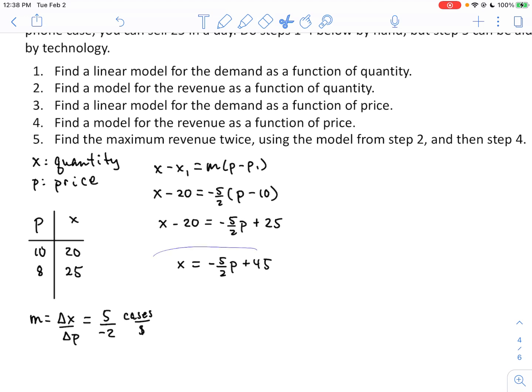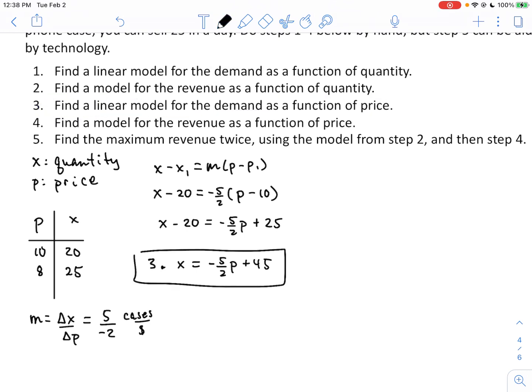First of all, let's verify this is correct. Plug in a 10 for the price. 10 times negative 5 halves is negative 25. Add 45 to that, you get 20. Check. Plug in 8 to see if it works. 8 divided by 2 is 4, times negative 5 is negative 20. Add that to 45 is 25. Check. So this is the correct linear relationship between x and p, but currently it is x written as a function of p, where p is price. So we actually answered question 3 first: we found a linear model for the demand as a function of price.